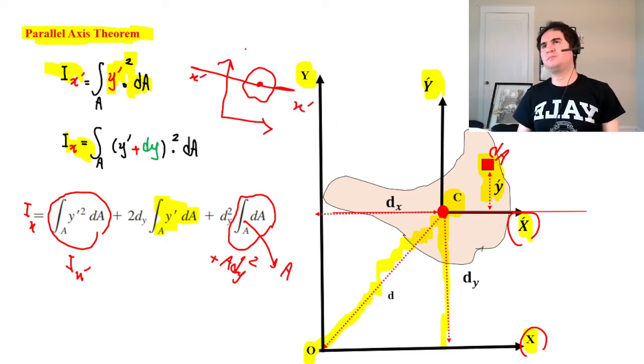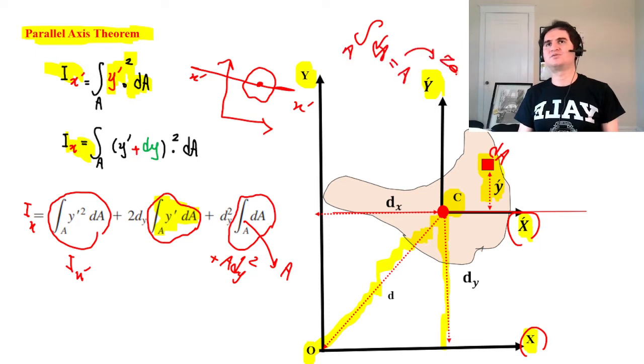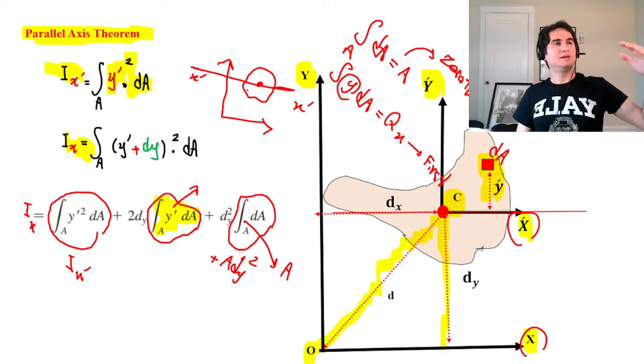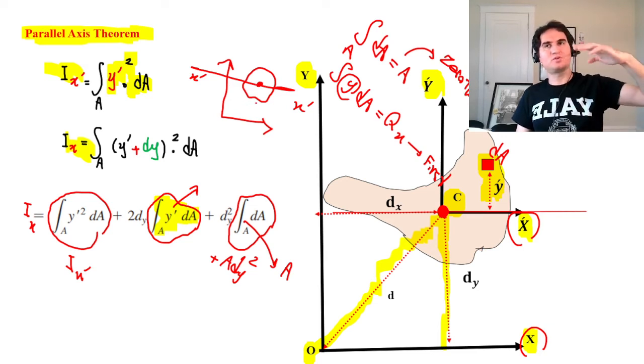If you remember, integration of y prime dA, and integration of dA over the area, just gives you the area. That was the zeroth moment of an area. Integration of y dA is Qx, and that's the first moment. And this is exactly the first moment of the area. If the centroid of the area passes through the axis, there is no y.